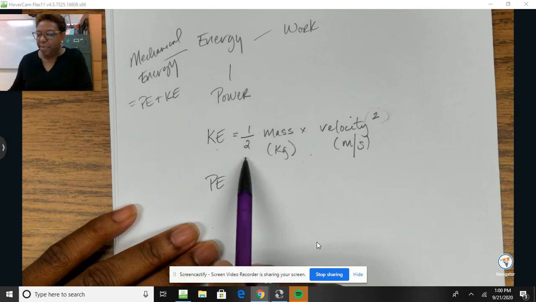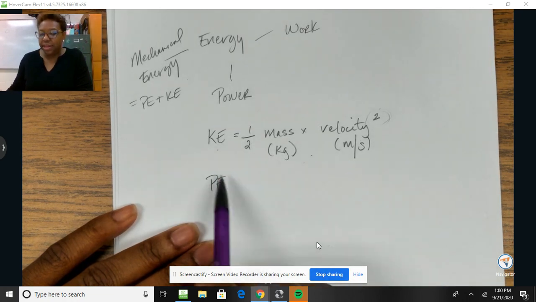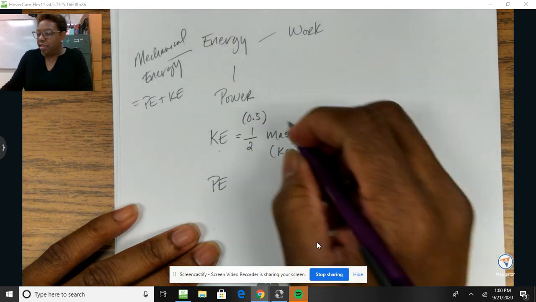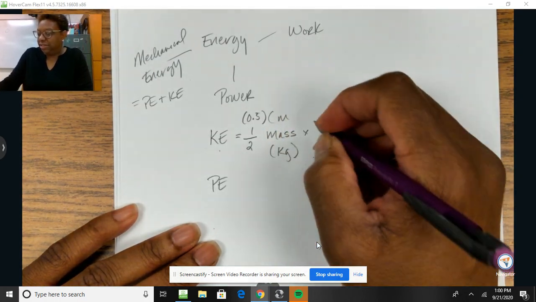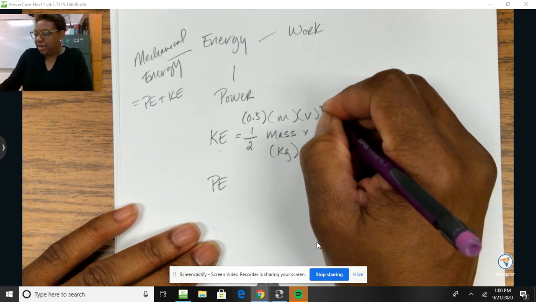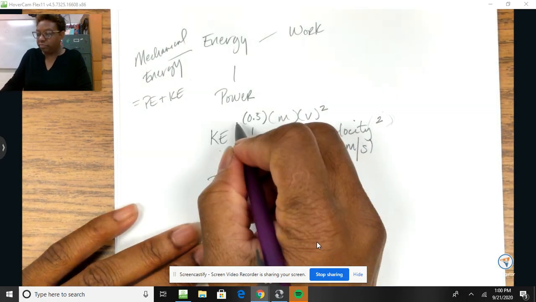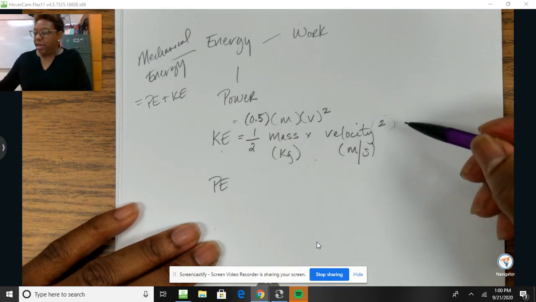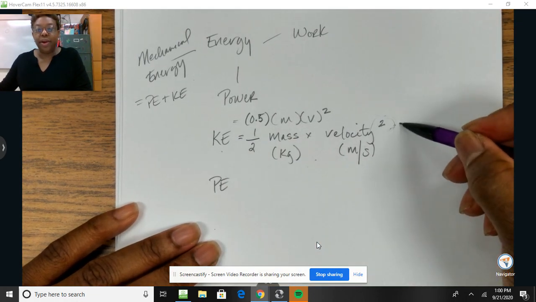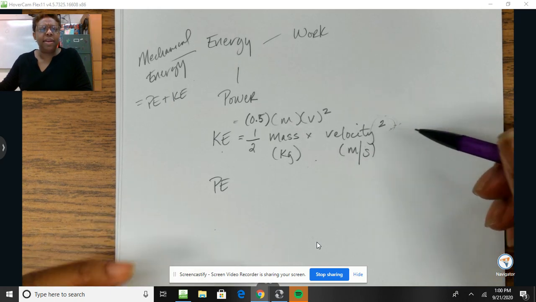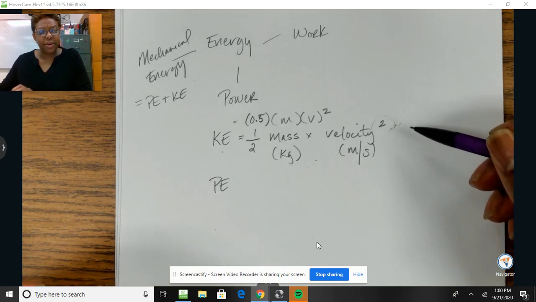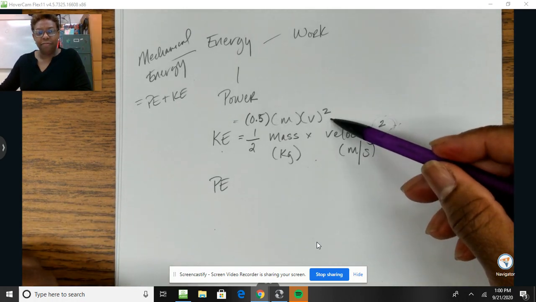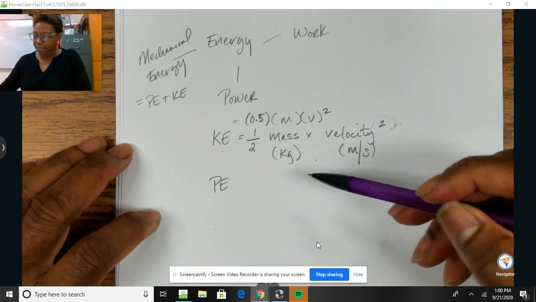One of the ways that you may want to approach this, just to make sure you get this part correct, is you can just put in 0.5 times mass times velocity squared. It's a 5, not a 3. So again, you want to make sure that you square the velocity. If you don't have a square button on your calculator, or the calculator you're using on Chromebook, just multiply it by itself and then plug in that value.